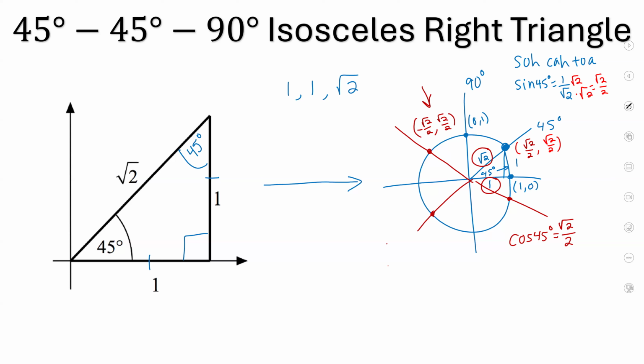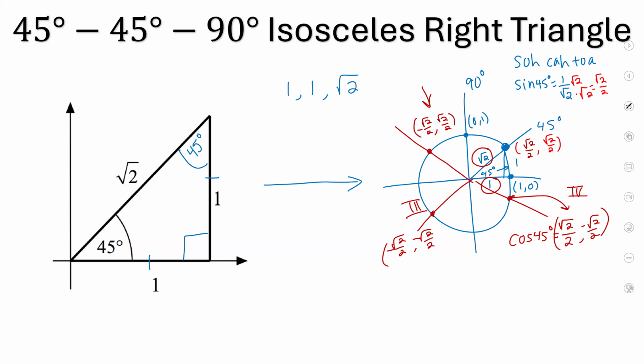What about down here? What will this one be? They will both be negative because cosine is negative in the third quadrant and sine is negative in the third quadrant. Right here is also square root of 2 over 2, this coordinate right here. However, the y value will be negative because this is the fourth quadrant.